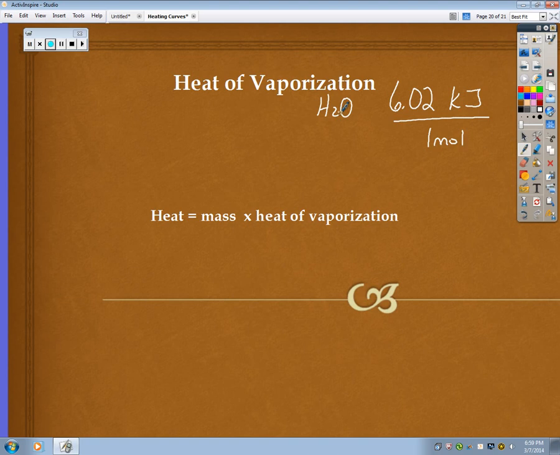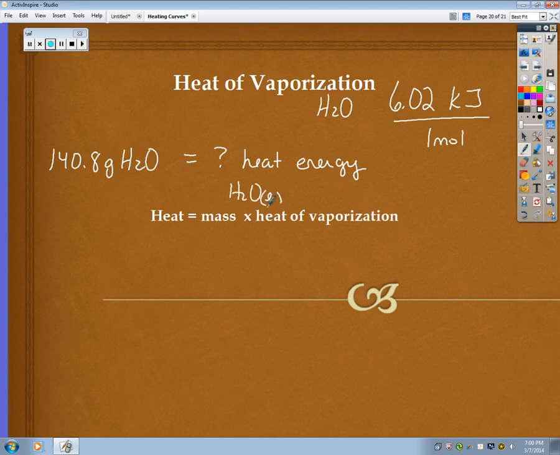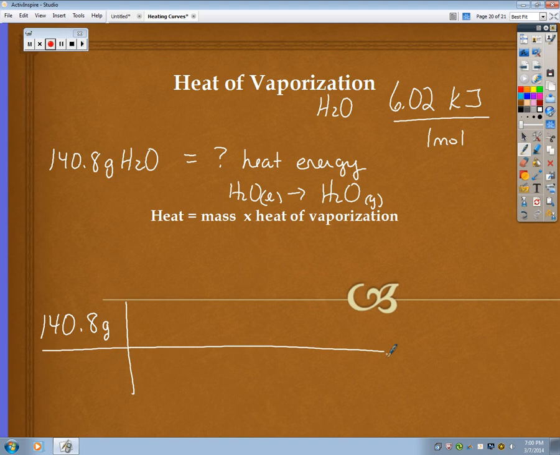So let's say I have 140.8 grams of water. I want to know how much heat energy is required to turn liquid water into water vapor. So what do I know? I know I have 140.8 grams. My problem is I know kilojoules, but it's in moles.